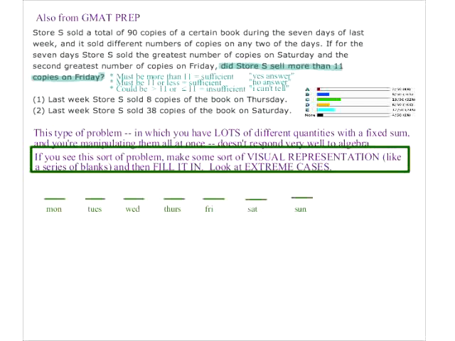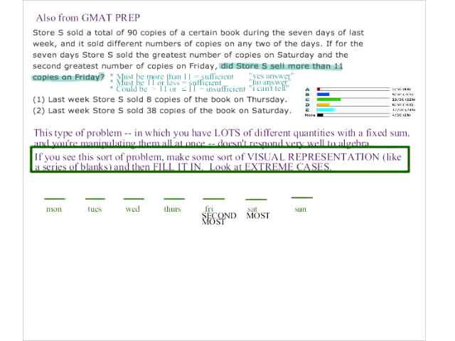So here's some blanks. Number one, here's a story. Store S sold 8 copies of the book on Thursday. And also notice that Saturday was the most, and Friday was the second most. So we should definitely keep track of all that. Someone typed in the text box, that does not matter. Go ahead and tell me what you're talking about, because I don't know.